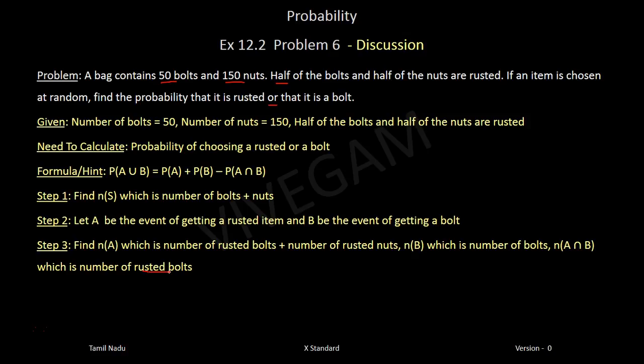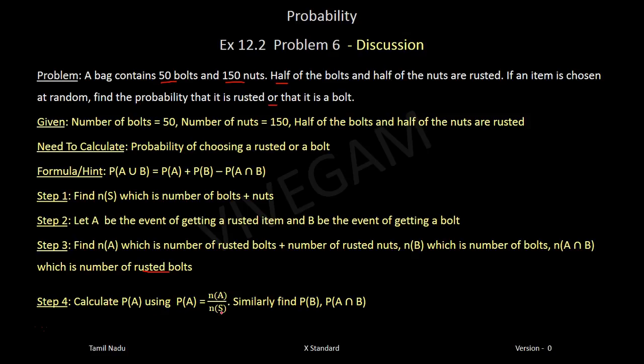Now we have defined all the three, and then after that we will have to calculate. Sorry, I forgot to tell you: you have to find N of A, which in this case is rusted bolts plus rusted nuts. So rusted bolts is half of 50, that is 25, and rusted nuts is half of 150, that is 75. So 75 plus 25, 100. And the number of bolts, you know that it is straight away 50. And number of rusted bolts, half of this, that is 25. So now we have N of A, N of B and N of A intersection B. Then find probability of A.